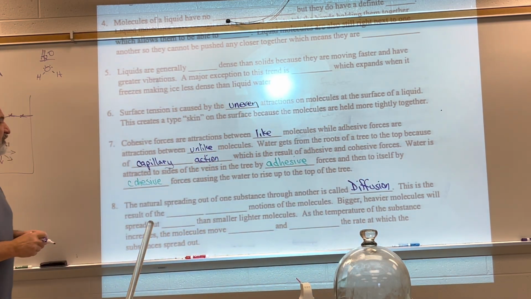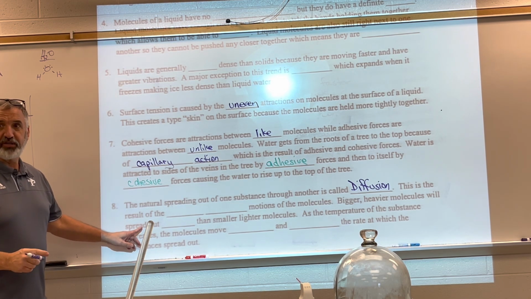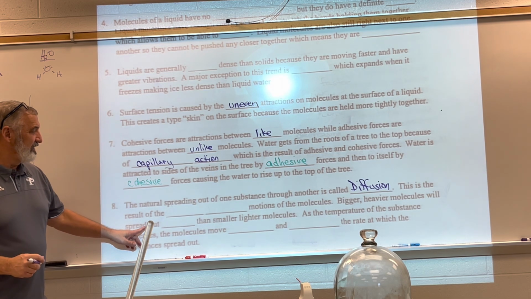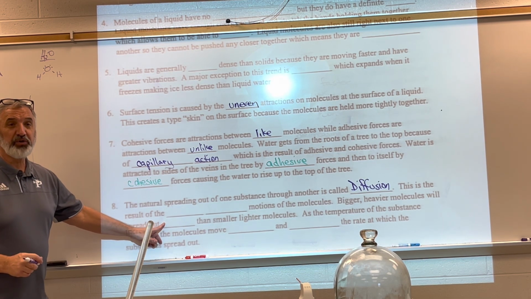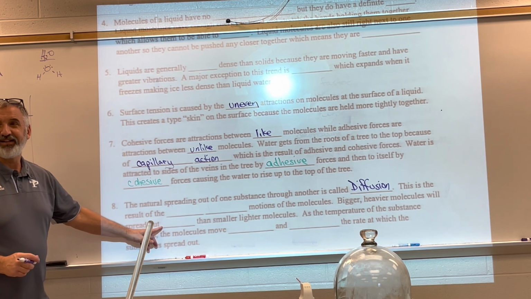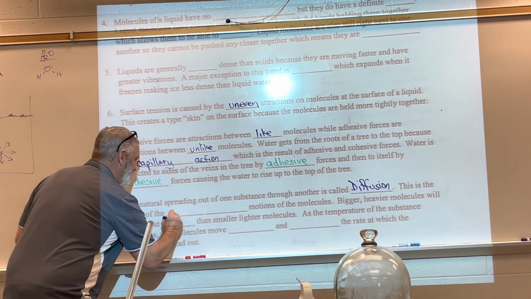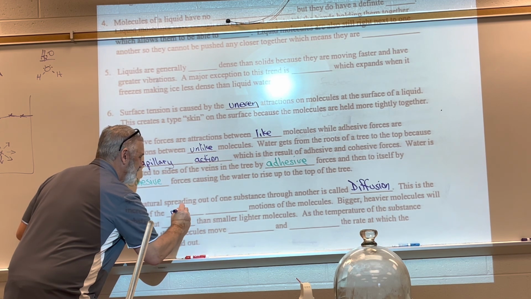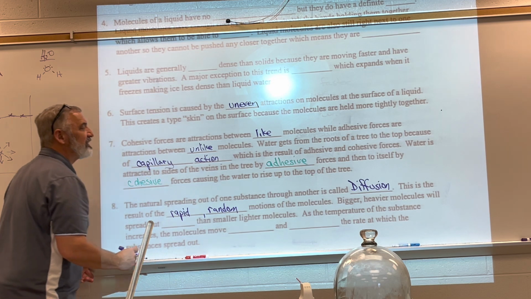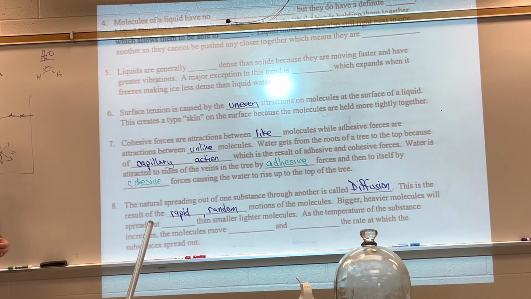This is the result of the, what did you say, Luke? Constant movement. Okay? There's two R words that go in here. Rapid, random motions of the molecules.